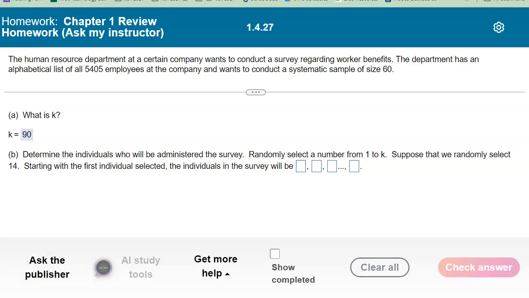This problem is asking us to find a systematic sample. Pause the video to read the full problem statement.